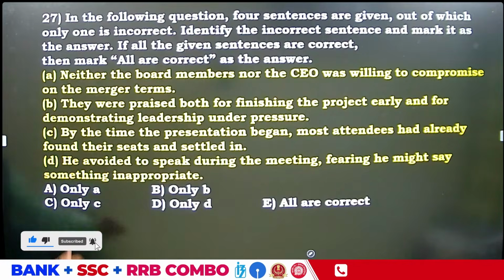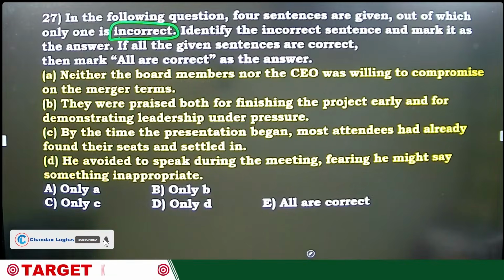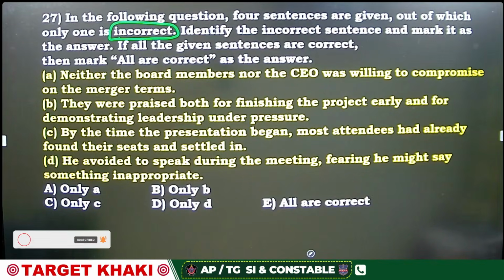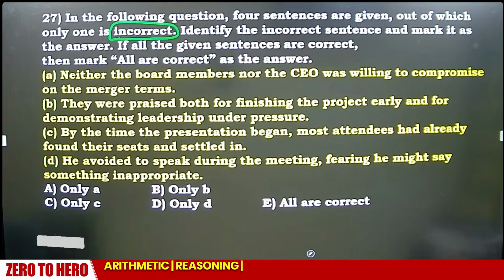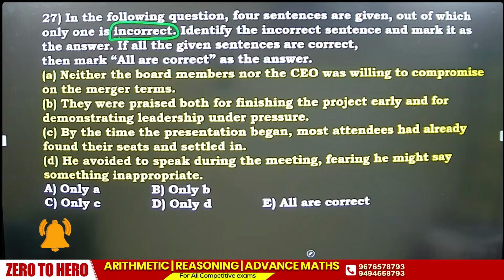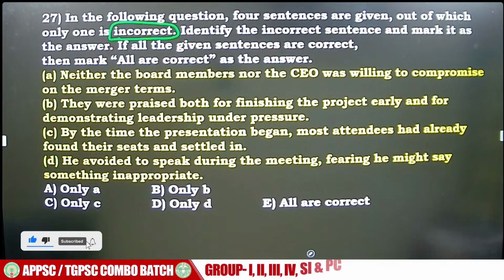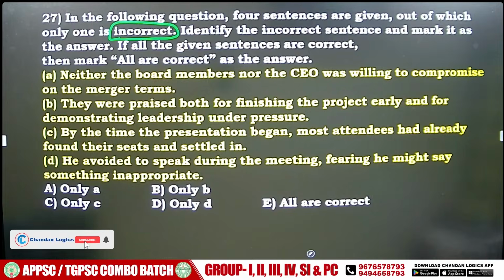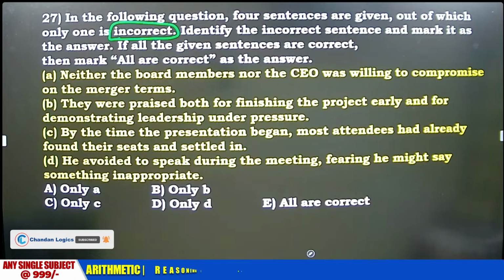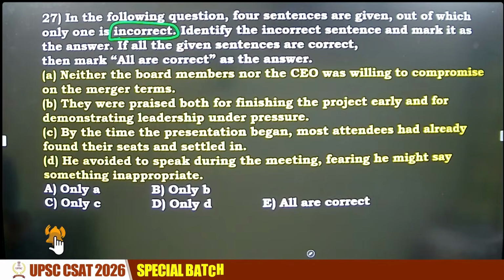Again, identify which sentence is incorrect. Can you make it faster? Yes, guys. Can you make it faster? I'm waiting for your answer. Yes, answer.